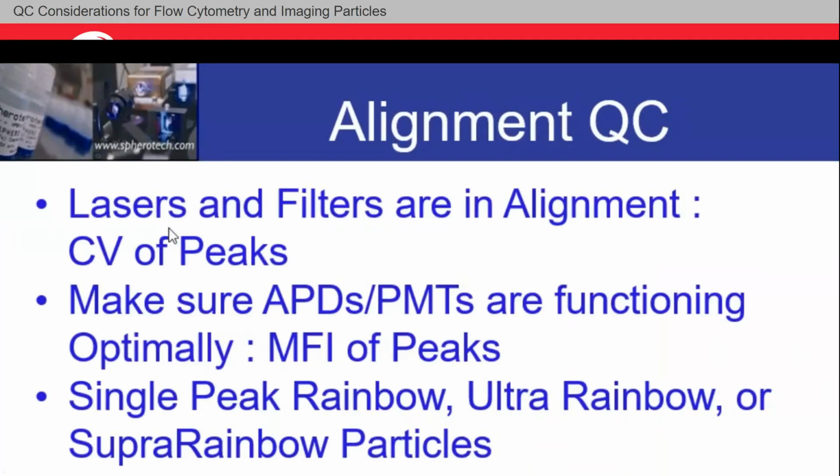So we're going to look at the alignment particles first, and then the calibration particles. Really what we're doing here is making sure that the avalanche photodiodes or photomultiplier tubes are functioning optimally. You can do this by tracking the MFI. Most people will use median, but you can set it to either mean fluorescence intensity or median fluorescence intensity for single peak particles.